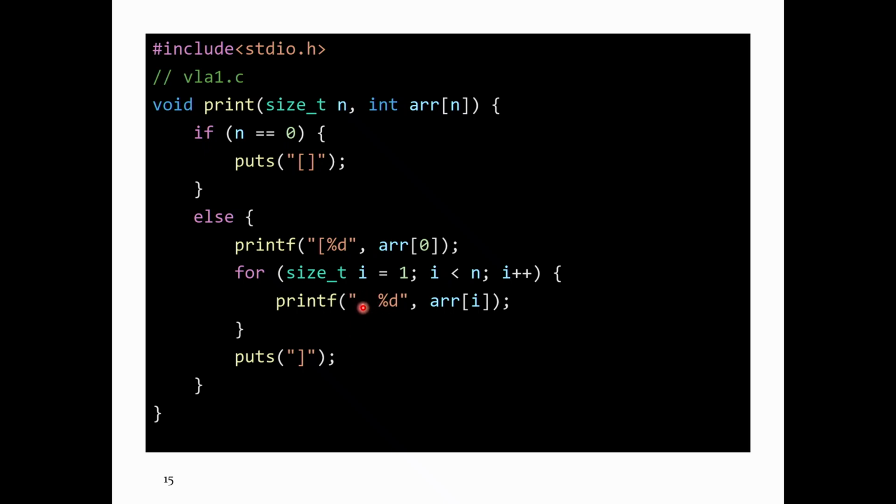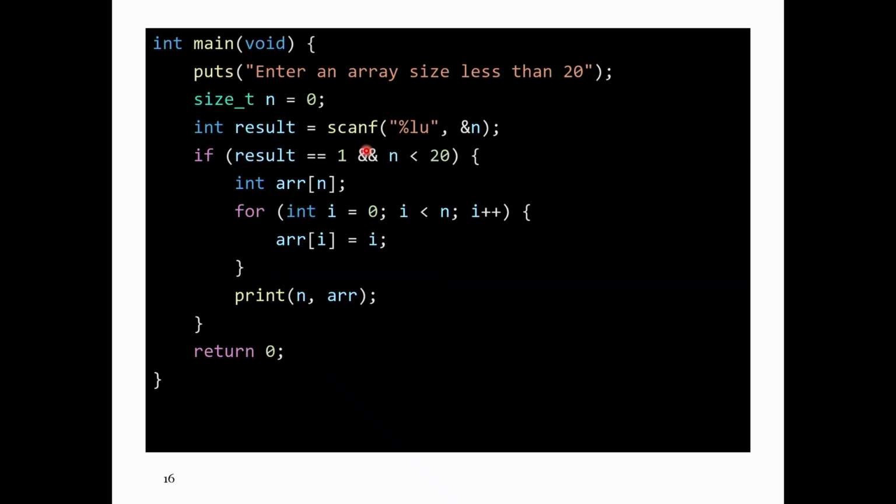Now I can print out comma space and then the next element of the array, where the next element starts at index 1. And then when the loop is over, I can print out the closing square bracket. So what is size_t? Well, I'll come back to size_t in a moment because there's actually a slide that explains it. So there's my function print.